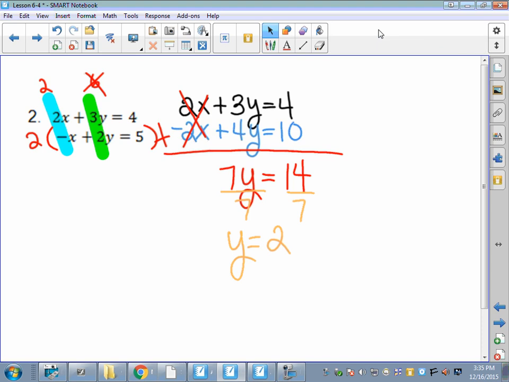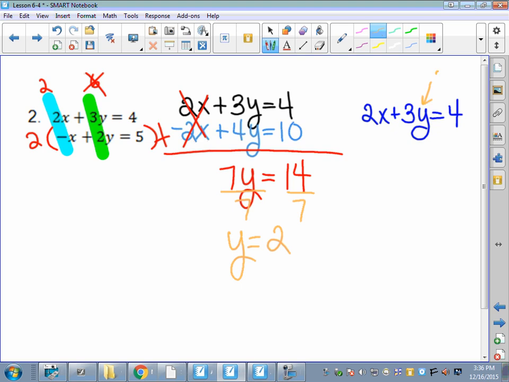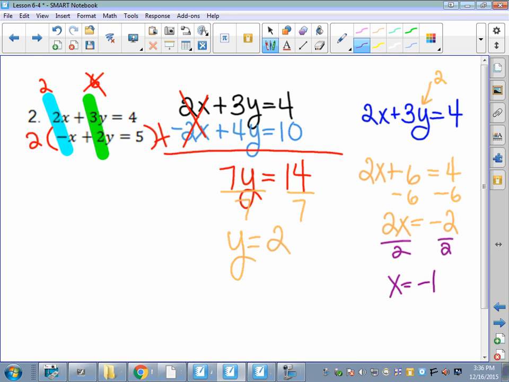So I'm not done, remember, I've got to find out what my x is this time. So I'm going to go to my top equation, 2x plus 3y equals 4. It doesn't matter which one you go back to solve. I know that y is 2. So I'm going to have 2x plus 3 times that 2 is 6 equals 4. Solve this guy by subtracting 6. So 2x equals negative 2. Divide both sides, and I'm going to get a negative 1 for my x.